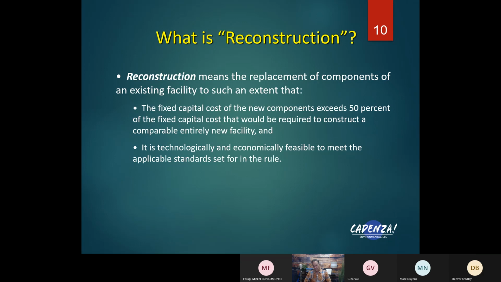There's also this argument if it's technologically or economically feasible to meet the applicable standard set in the rule. I've never seen anybody argue that it's not technologically or economically feasible to meet the control requirements of the rule. And I would think that would be a difficult argument to make because refineries all over the country have been doing this for many years, even prior to this rule making you do it.